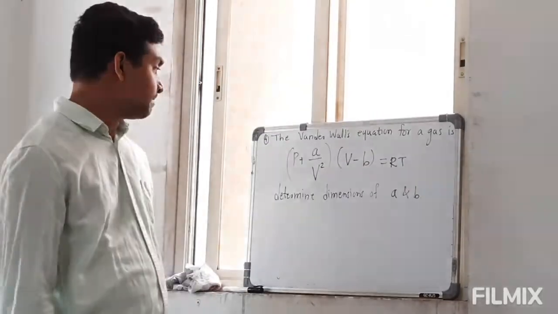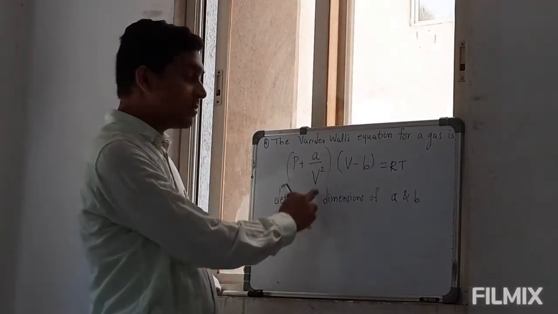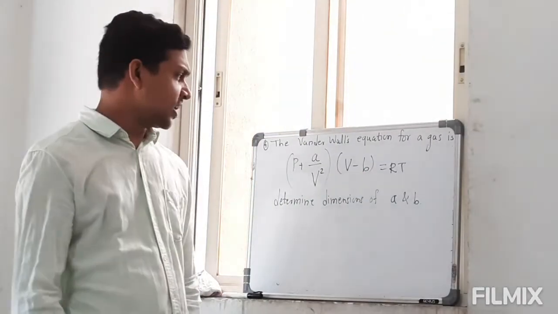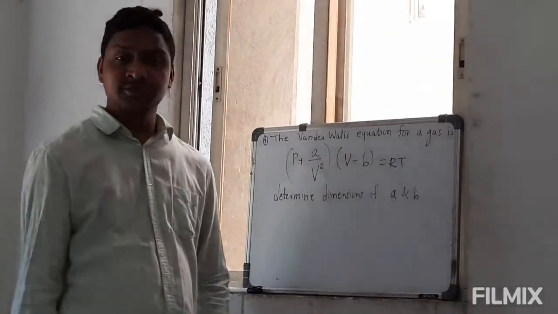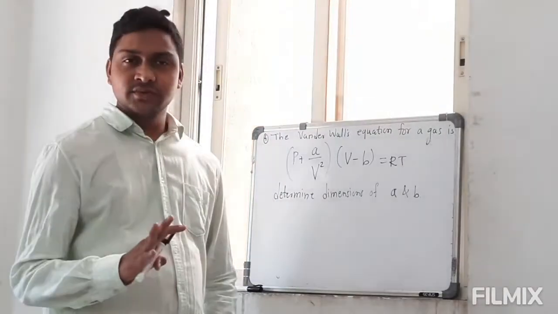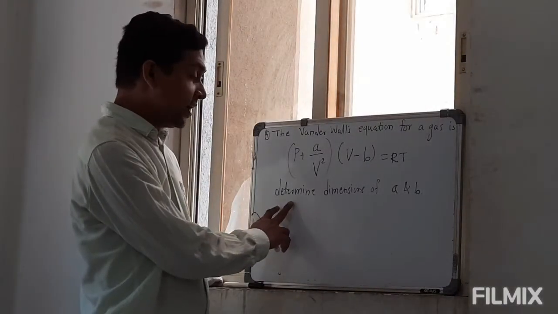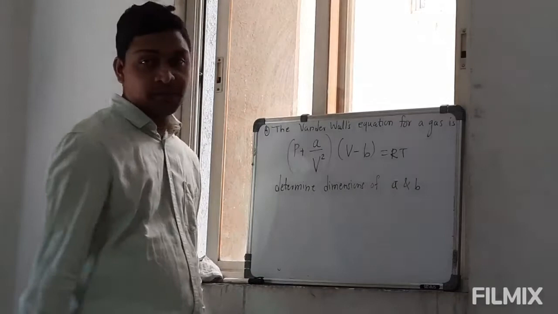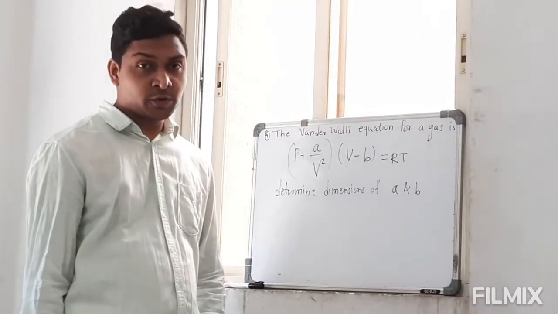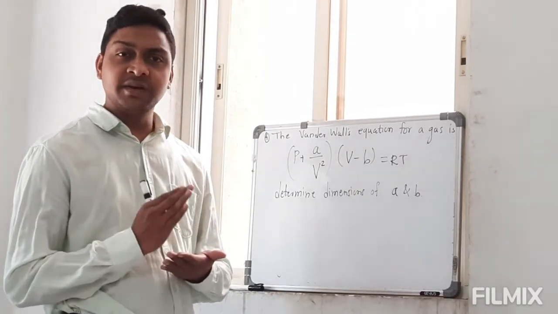Next question is, the van der Waals equation of a gas is P plus A by V square into V minus V is equal to RT. This is a well proved equation, the van der Waals equation, a very famous equation. This equation is already given, so it should be dimensionally correct only. You need to find the dimensions for A and B. Again, here we are going to use the principle of homogeneity that says we can add or subtract only those quantities whose dimensions are same.